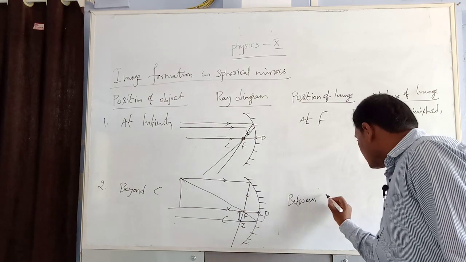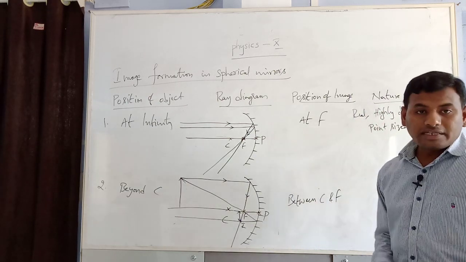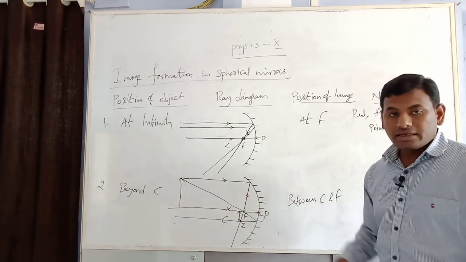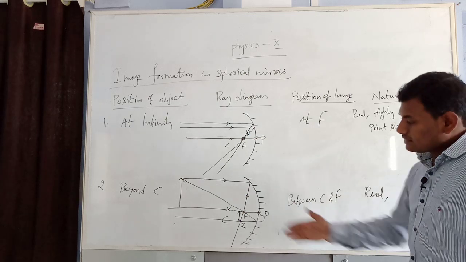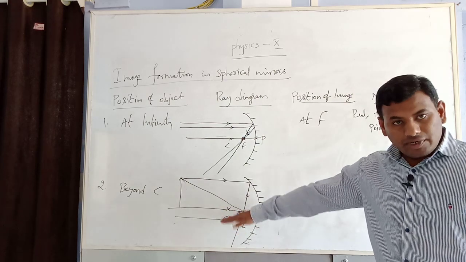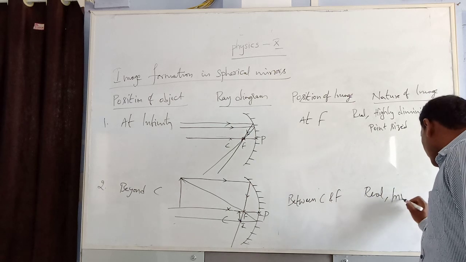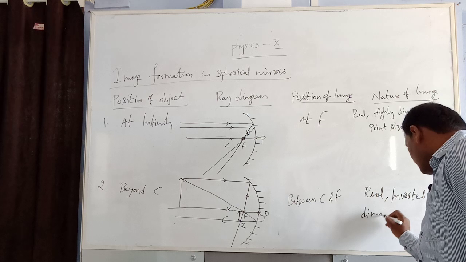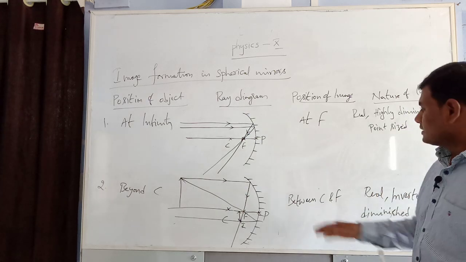So between C and F. The nature of image: whether it is a real image or a virtual image. As the reflected rays are intersecting, we call that a real image. So real. Whether it is inverted or erect, as the image is below the principal axis, we call that an inverted image. So real, inverted and diminished image. And the diminished image is formed between C and F.